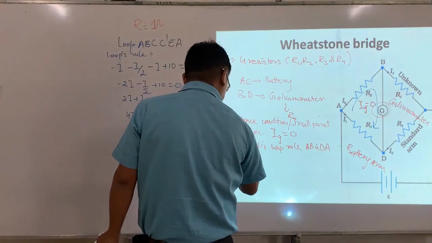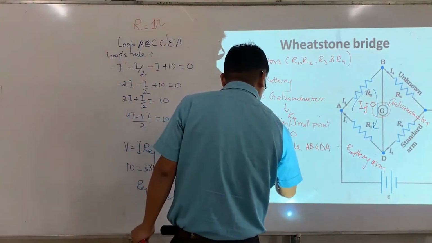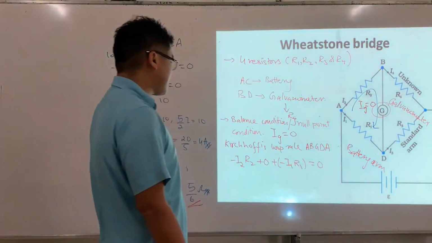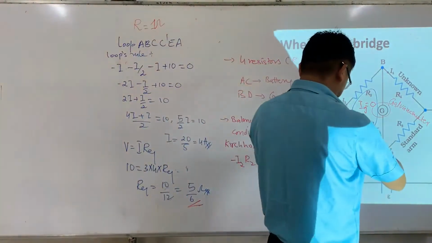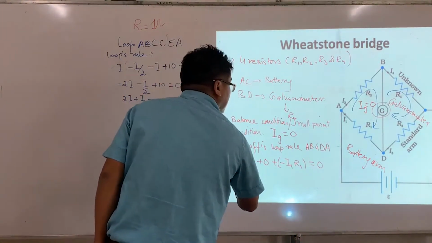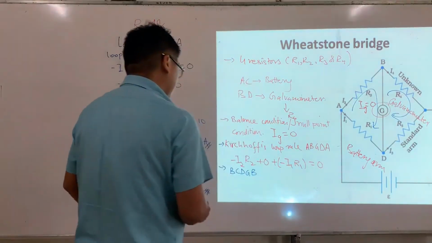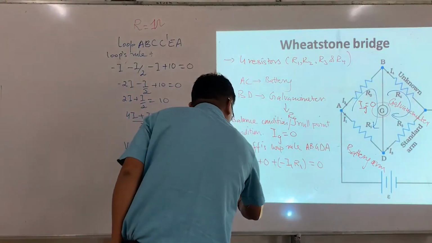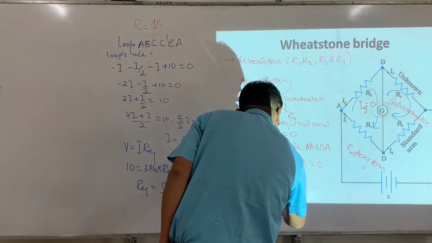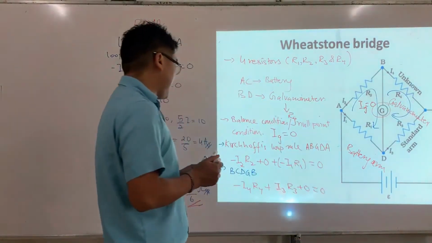Following the direction of current, minus I2 R2 equal to 0, then minus I1 R1 equal to 0. This is the Kirchhoff's loop rule. The other loop I'm going to take, the second loop, is B, C, D, G, B. The loop goes like this: minus I4 R4, then plus I3 R3 equal to 0. This is what I have.